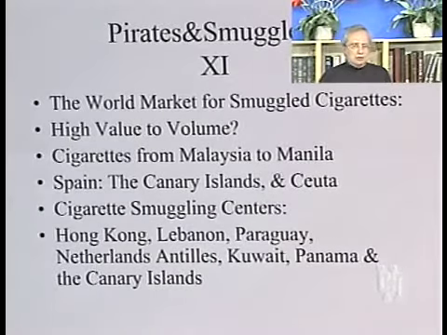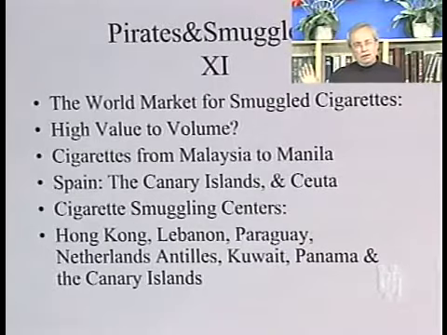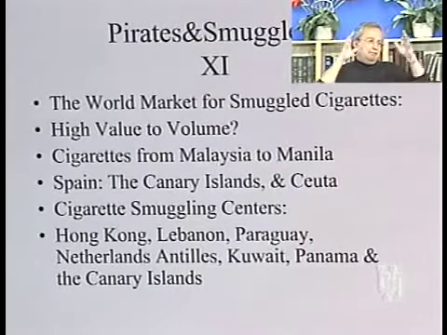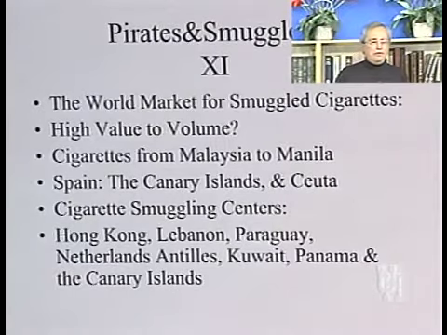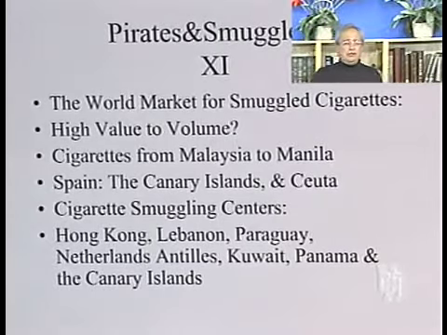A couple of places where this occurs. Malaysia was a major source of smuggling of cigarettes into the Philippines, to Manila and elsewhere. The Philippines have some of the same problems as Italy. They've got thousands and thousands of miles of coastline. It's an archipelago, a whole series of islands. Very difficult to prevent this.